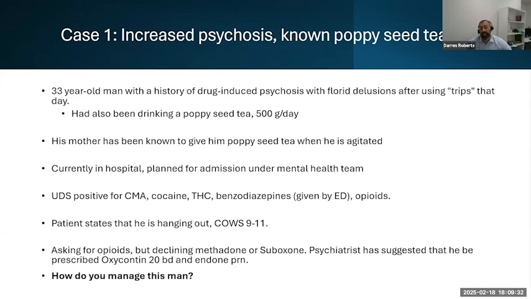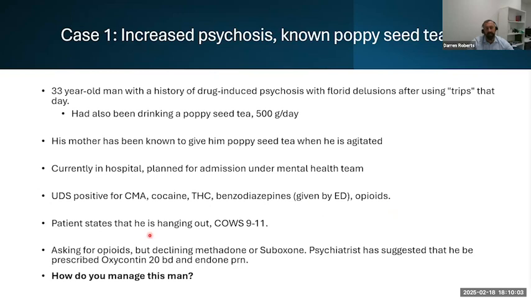He's known that sometimes when he gets agitated, his mother even helps him to access the poppy seed, and she makes the tea and provides that to him. So he's come into hospital for a planned admission under mental health, and this relates to this drug-induced psychosis. He's had a urine drug screen, which is positive for crystal methamphetamine, cocaine, cannabinoids, benzodiazepines, but he was given some of these by the ED because he was so agitated, and also opioids. So most things are positive on this urine drug screen.